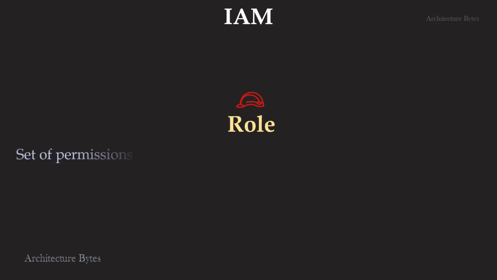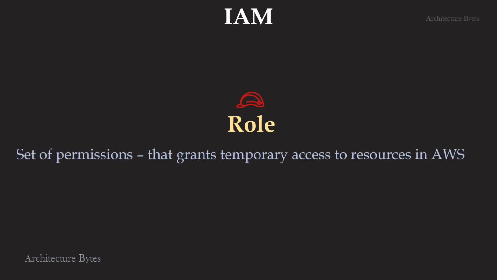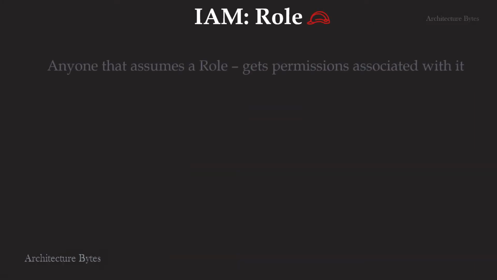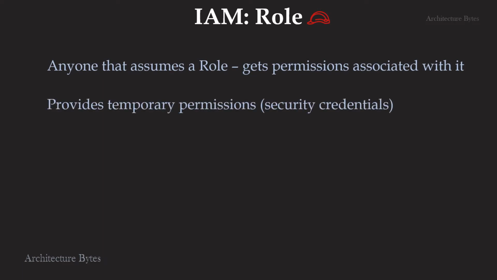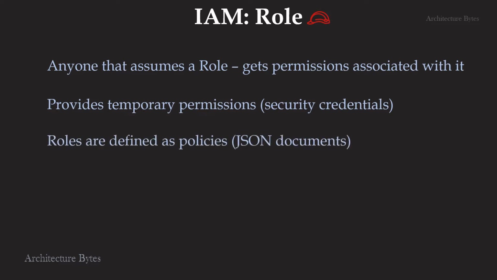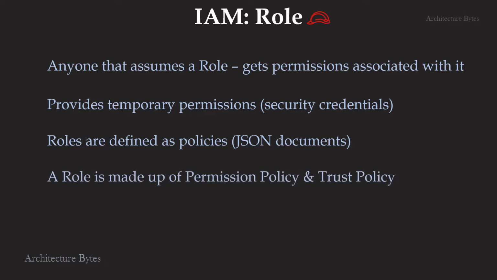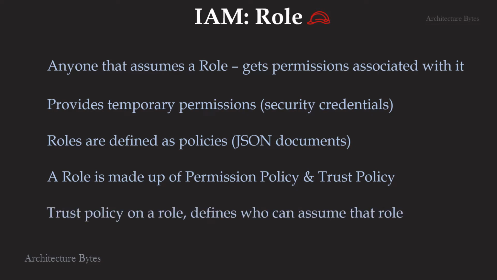What is a role? It is a set of permissions that grants temporary access to resources in AWS. Anyone that assumes a role gets the permissions associated with it. It provides temporary permissions. Roles are defined as policies or JSON documents. A role is made up of a permission policy and a trust policy. The trust policy on a role defines who can assume that role.